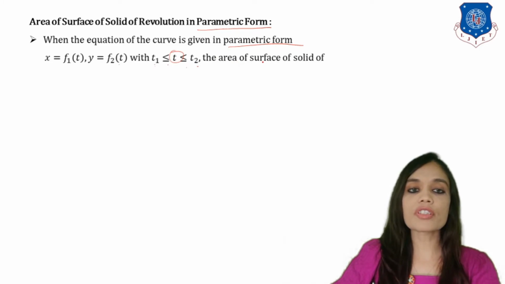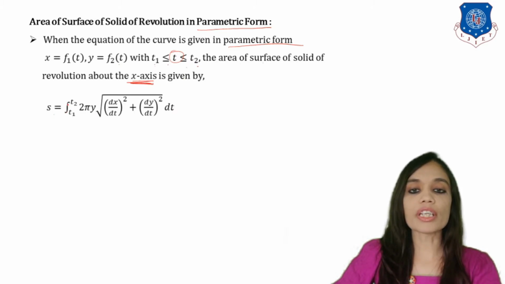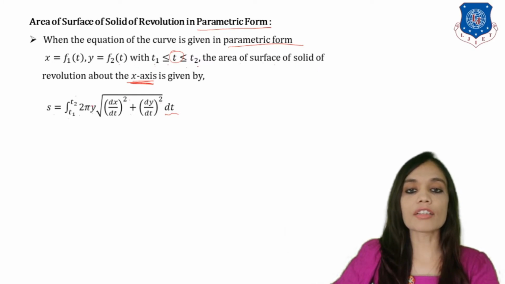Then the area of the surface of a solid of revolution about the x-axis is given by S = integration from t1 to t2 of 2 pi y times the square root of (dx/dt)^2 + (dy/dt)^2 dt. Similarly, if you want to find the area of the surface of solid of revolution about the y-axis, the only change will be that 2 pi x will come here. All other things will remain as they are.